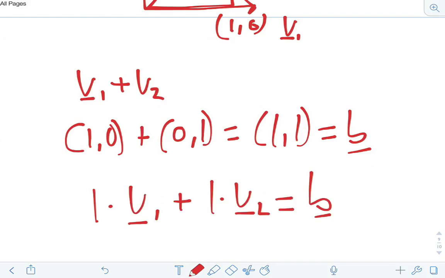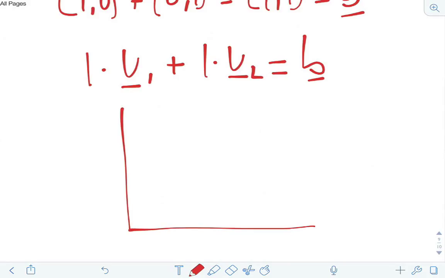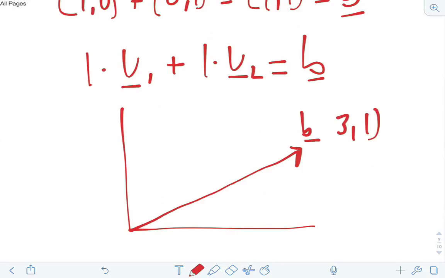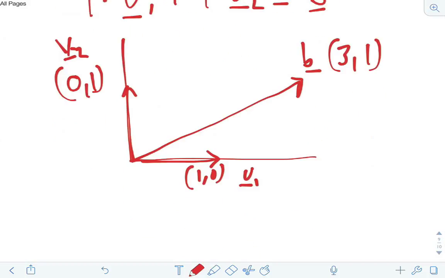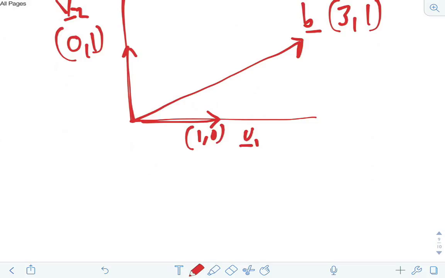Now let's take a slightly more complicated example. Let's make up a b that looks like this. Here's my b, and it's equal to 3, 1. And my v1 is again this vector down here, 1, 0. And my v2 is this vector here, 0, 1. Can I find some linear combination of v1 and v2 that will make b? Well, let's plug in the answer and then we'll go back and look at it. The answer is 3 times v1 plus 1 times v2 is equal to b. Right?